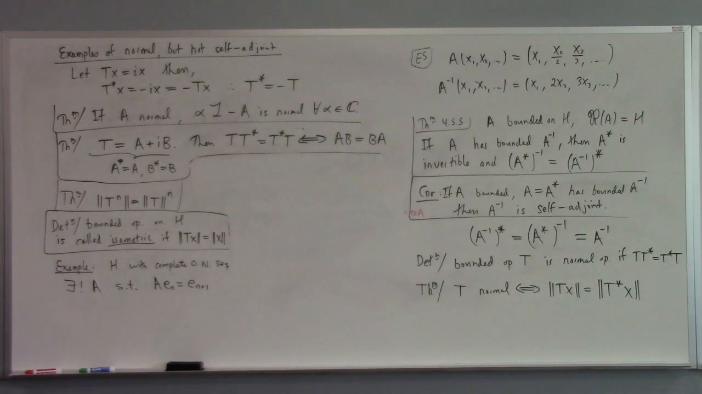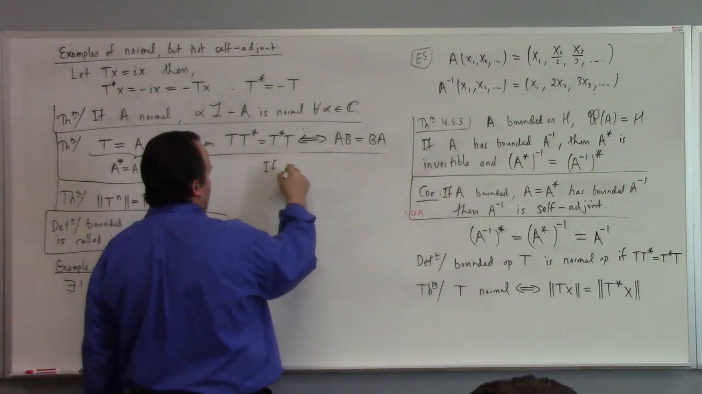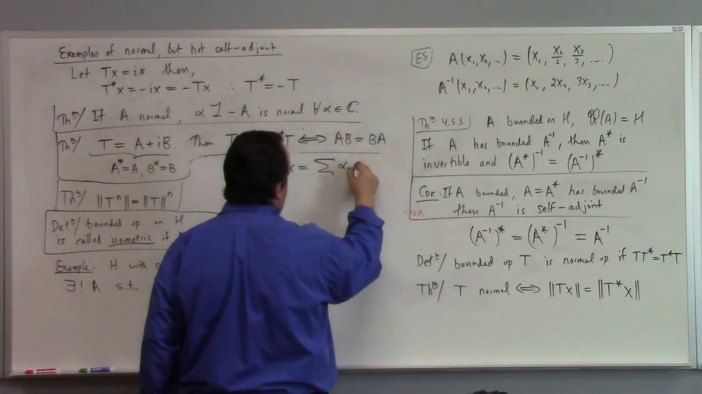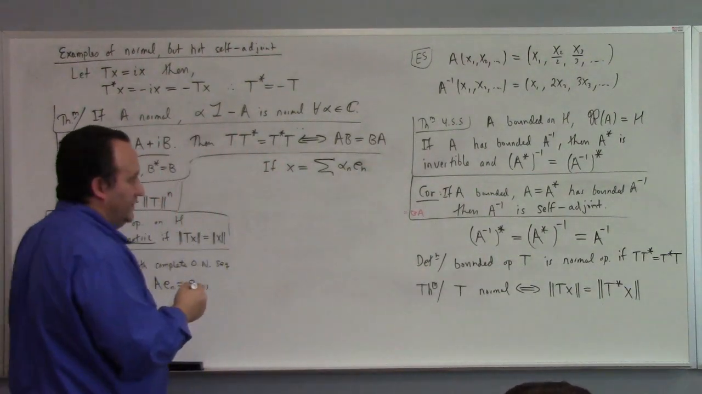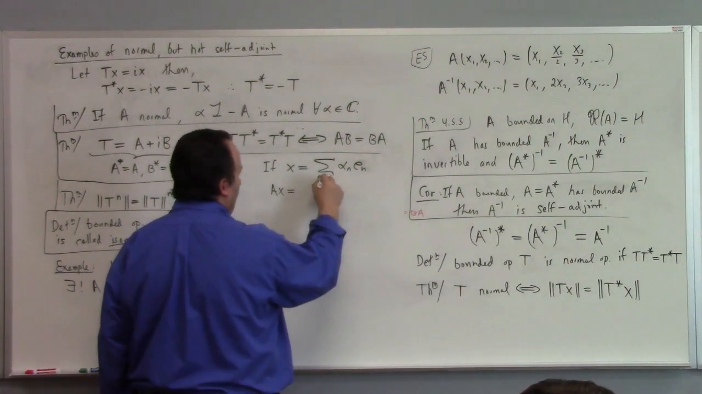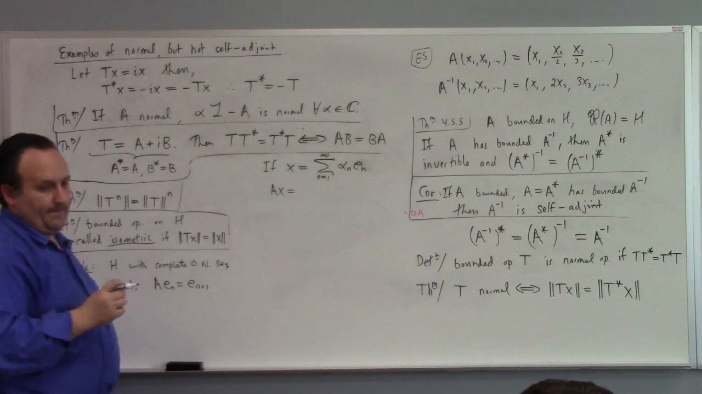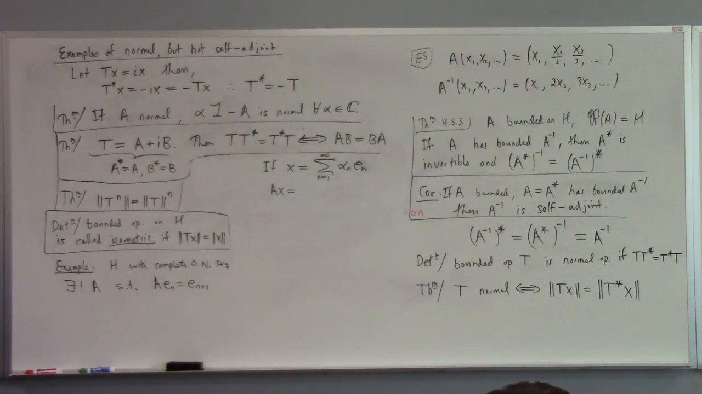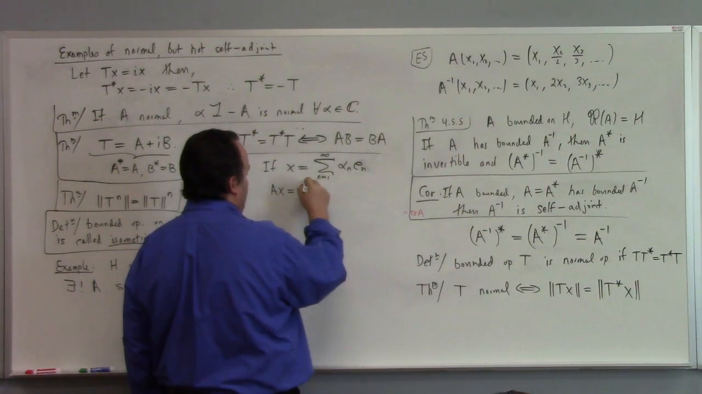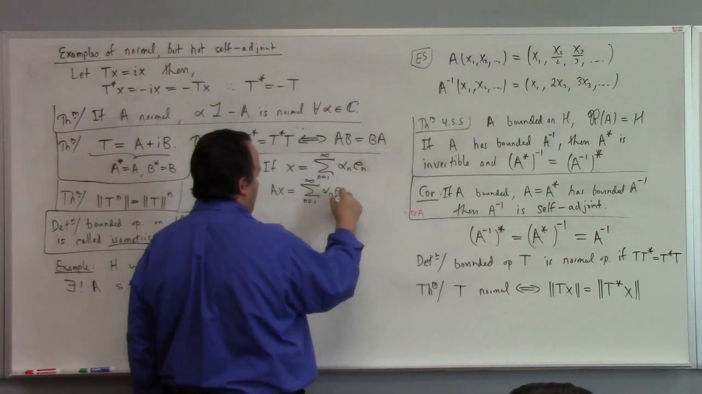And so in particular, if you have x equal to the sum of alpha_n e_n, right? Then Ax is what? Well, it's the sum from n equals 1 to infinity of alpha_n e_{n+1}, right?